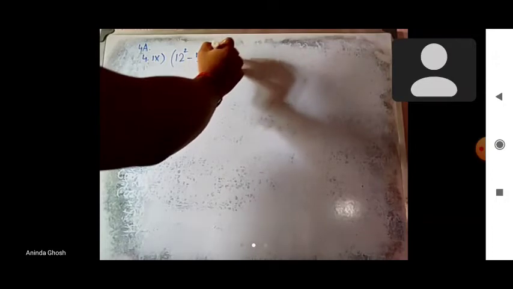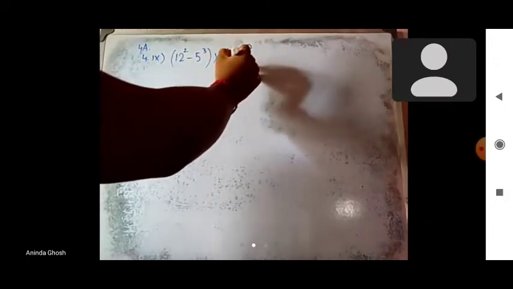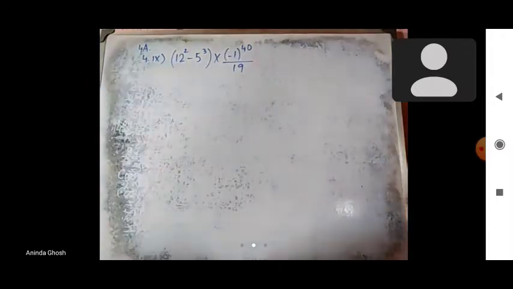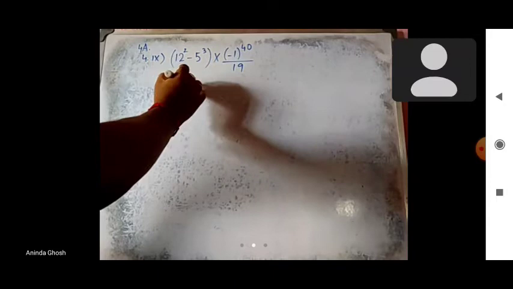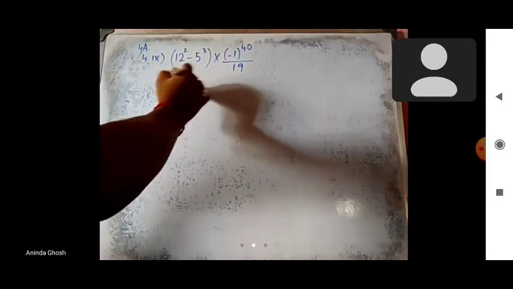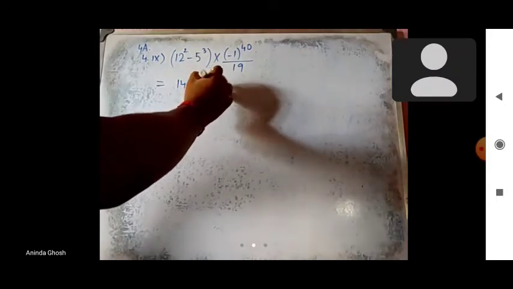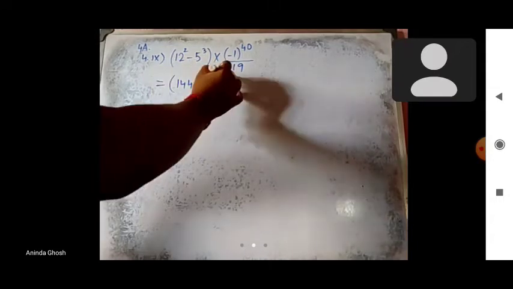Exercise 4A, question number 4-9. 12 square minus 5 cube into minus 1 to the power 40 upon 19. So 12 square means 144. Minus 5 cube means 125 and minus 1 to the power 40.